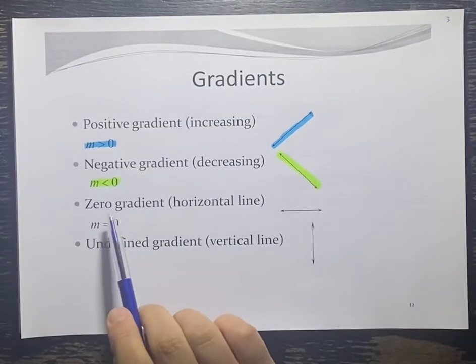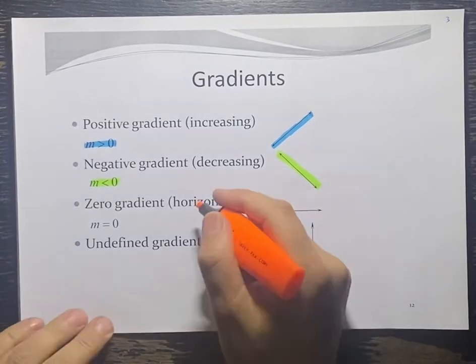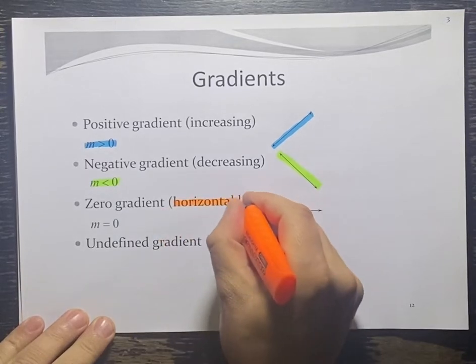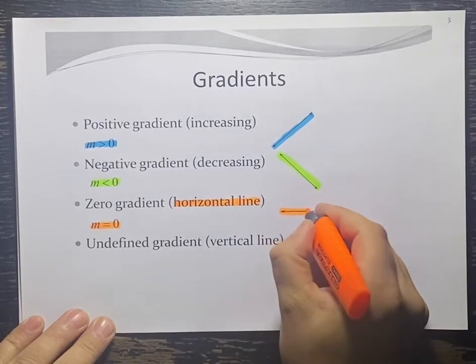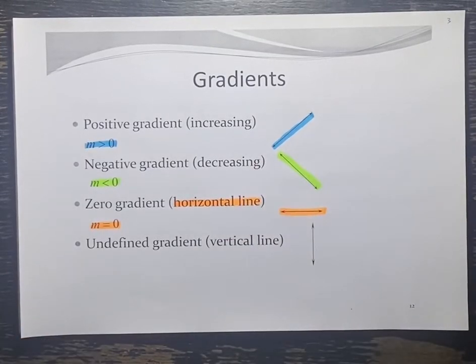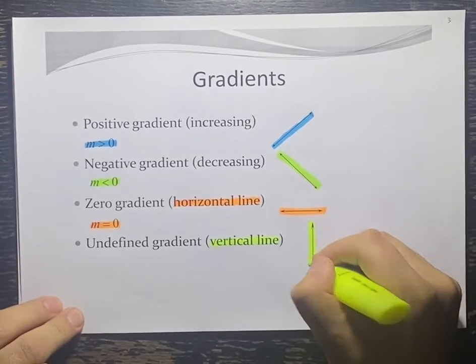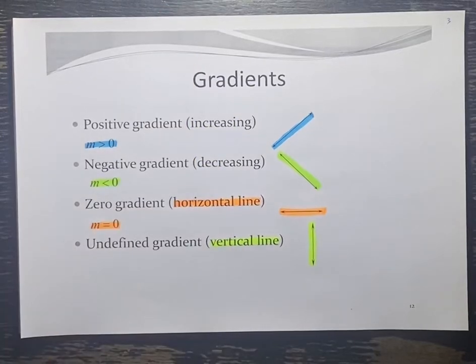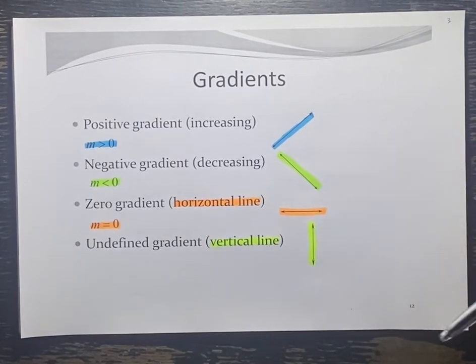For a 0 gradient, it's a horizontal line. I need you guys to highlight horizontal line and then 0 gradient. In other words, m is equal to 0. Your line is going to be flat like that. It's going to be a horizontal line. Then an undefined gradient is a vertical line. Your line is going to be going directly straight up and down like that. Those are the types of gradients that we get: a positive, a negative, a 0, and an undefined gradient.